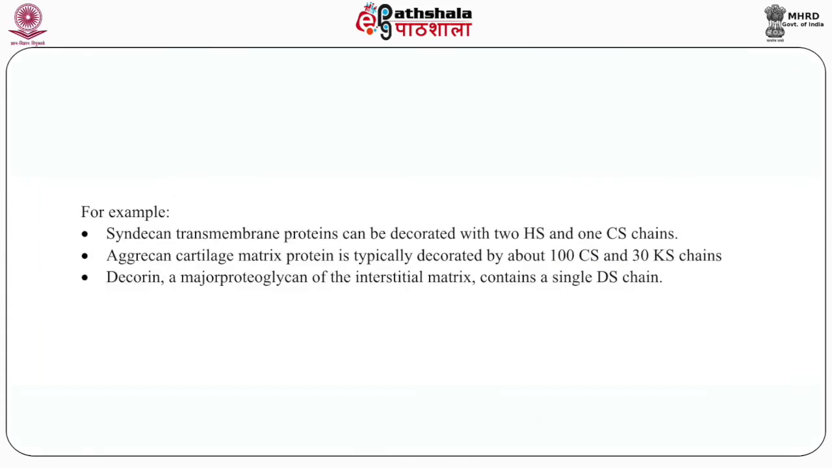Now, for example, syndecan transmembrane proteins can be decorated with 2 HS and 1 CS chain. Aggrecan, a cartilage matrix protein, is typically decorated by about 100 chondroitin sulfate and keratan sulfate chains, so it varies. Decorin, a major proteoglycan of the interstitial matrix, contains only a single DS chain.